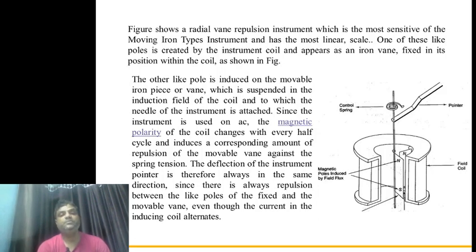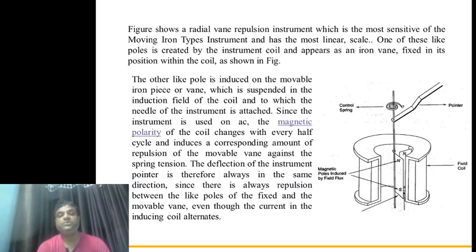One of these like poles is created by the instrument's coil and appears as an iron vane fixed in its position within the coil, as shown in the figure. So I already explained this. The other like pole is induced on the movable iron piece or vane, which is suspended in the induction field of the coil and to which the needle of the instrument is attached.